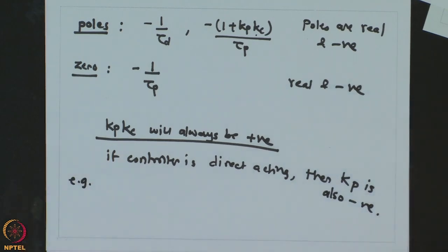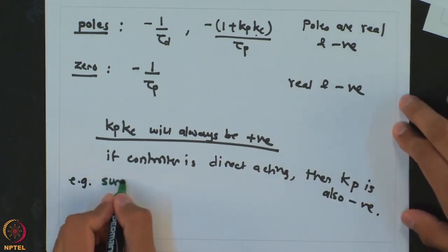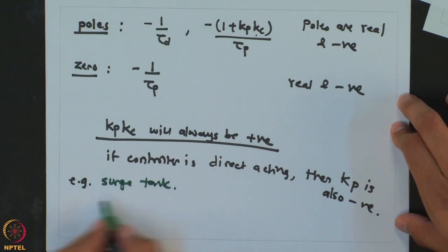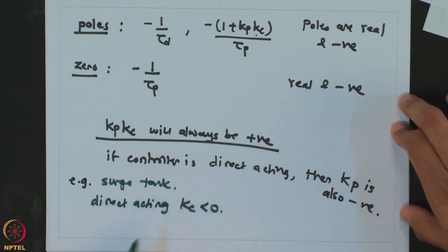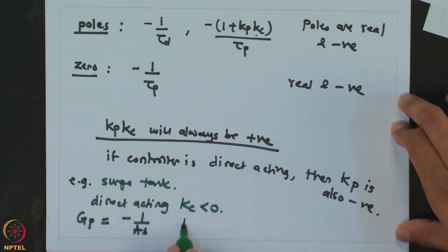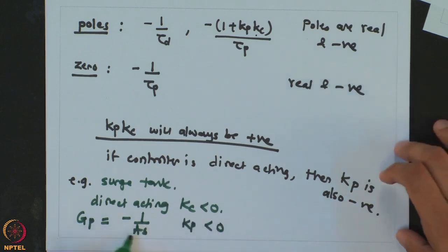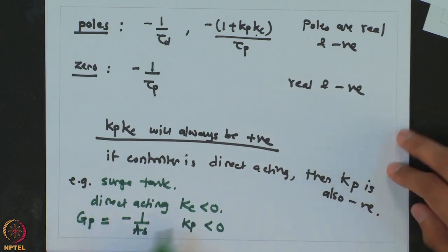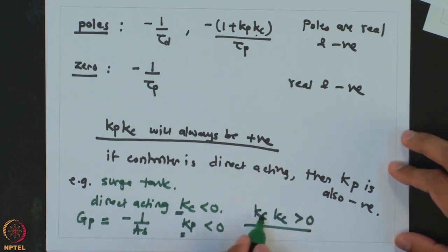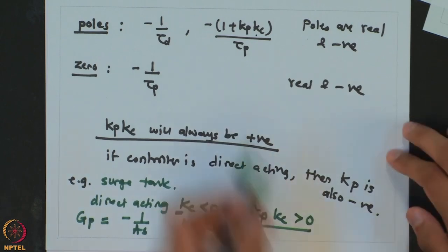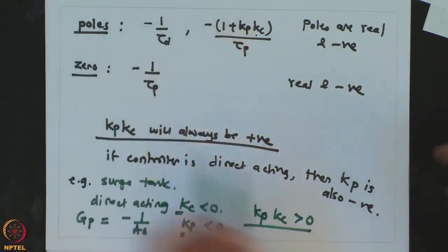So you can verify that if you take the example of the surge tank, then it was direct acting, so KC was negative. And if you see what the process transfer function was, it was minus 1 over AS, so this KP is also negative. In this case KP is minus 1 over A. So whenever the controller is direct acting, the corresponding manipulated variable gain will also be negative, and in effect KC KP will always be greater than 0, which means this number will always be positive, and that tells me that all the poles are negative and real, and the zero is also negative.